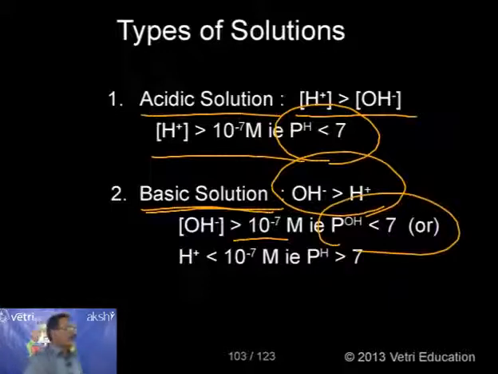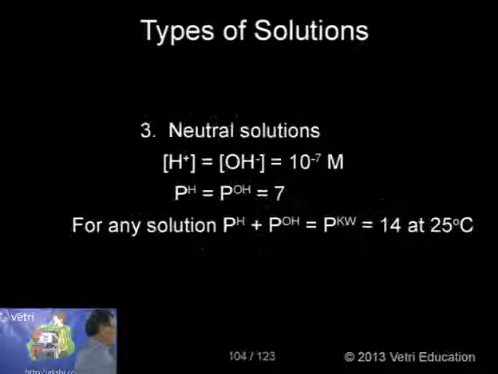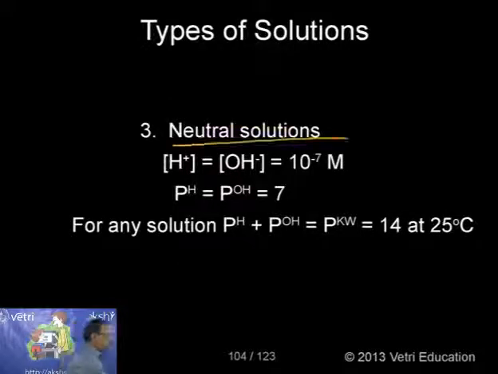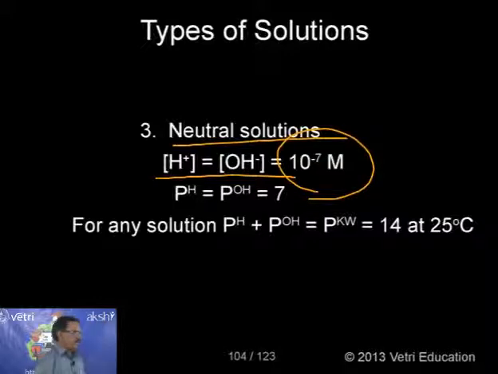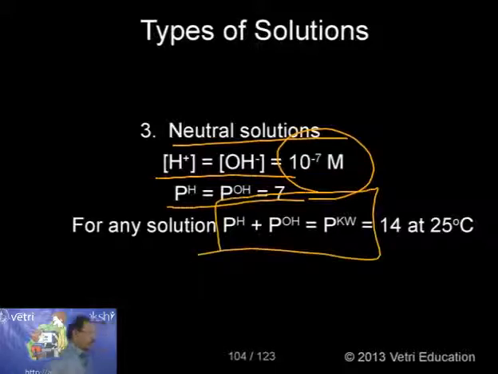So let me conclude now. Let me take one more, the neutral solution. In the neutral solution, H plus is equal to OH minus, it is 10 to the power of minus 7. So pH is equal to pOH is equal to 7. The interesting information is, in the case of neutral, pH is equal to pOH is equal to 7. So acid means less than 7 pH, base means more than 7 pH. So for any solution, I can write an equation, pH plus pOH is equal to pKw. This is the most interesting information.